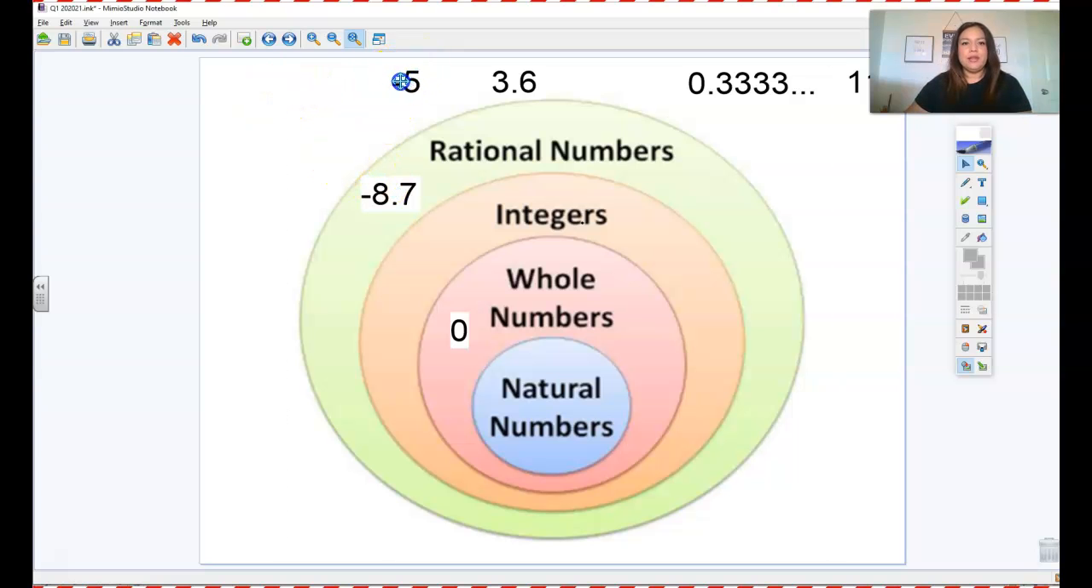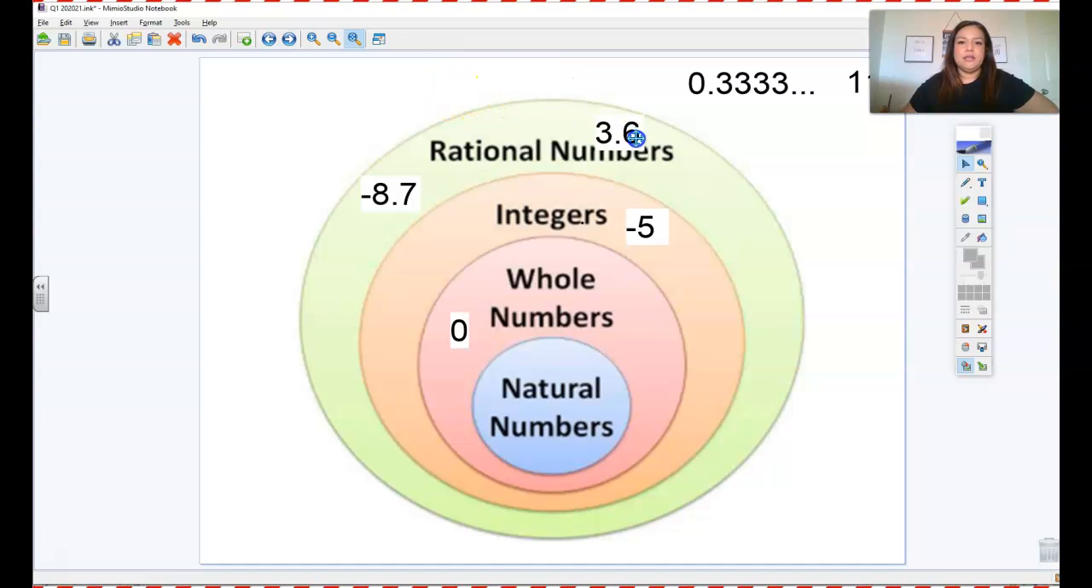Okay, now the negative 5. The negative 5 is rational. Does it get to move on to integers? Yes, this time, because it is the opposite of a whole number. Does it get to move on to whole numbers? Nope. Whole numbers doesn't include the negatives. Okay, so it stays out there.